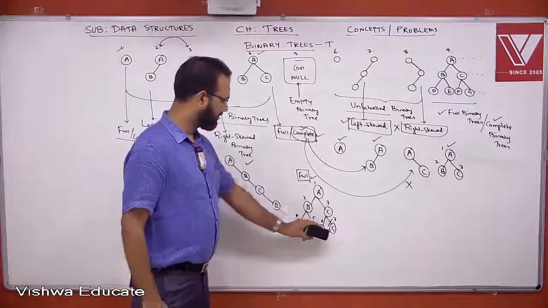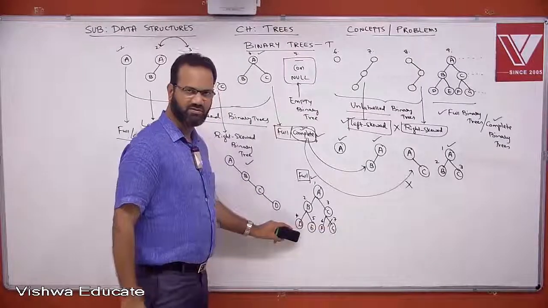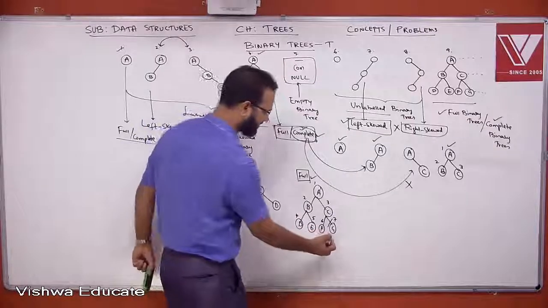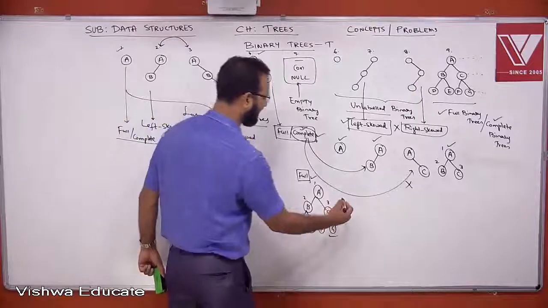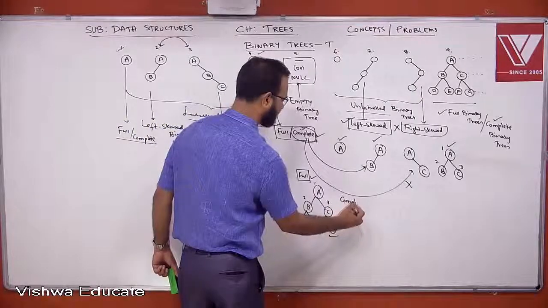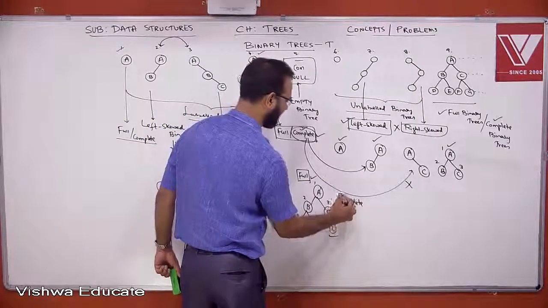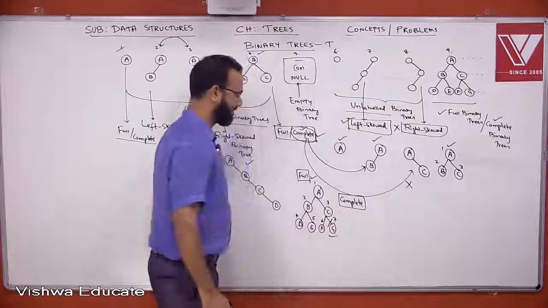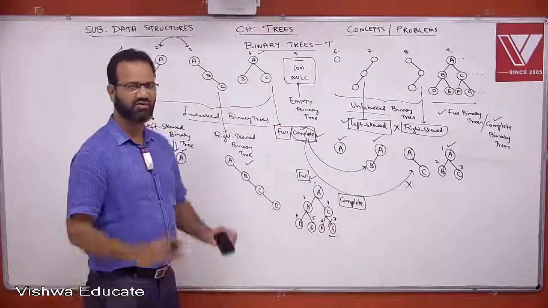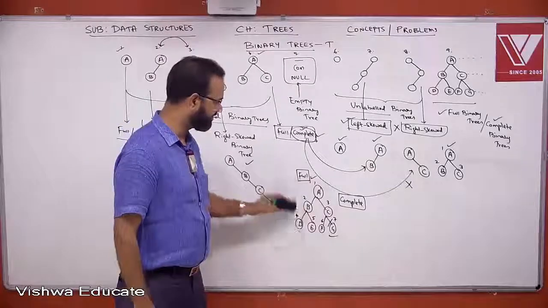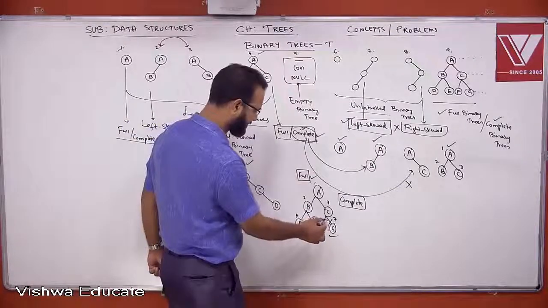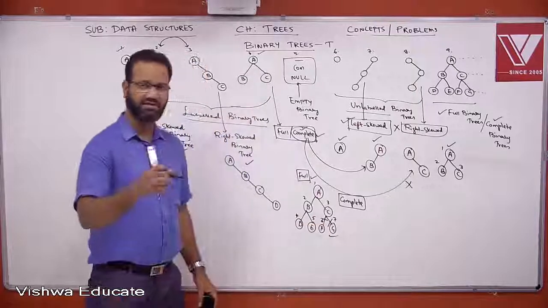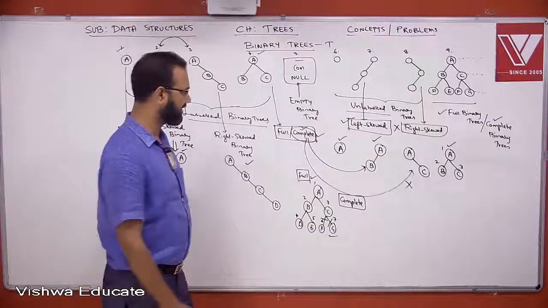Coming to this particular tree, if I start deleting, say, G, will it be a complete binary tree? Yes, it remains a complete binary tree, because the last node is deleted and there is no empty memory location between any of the nodes existing in the tree. If I again delete 6, it again remains a complete binary tree only.